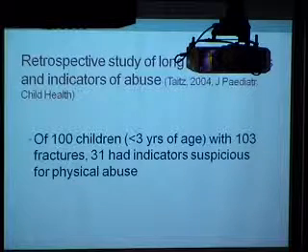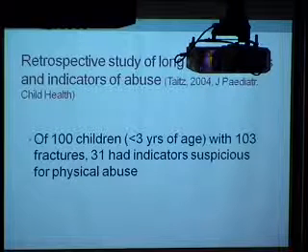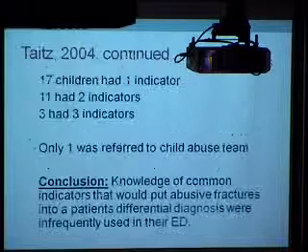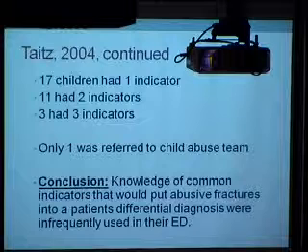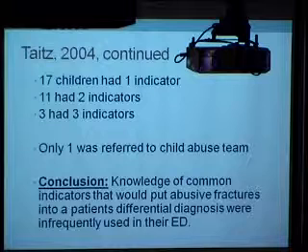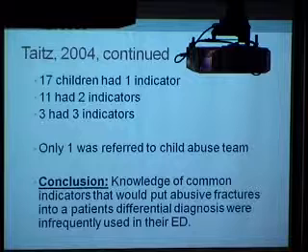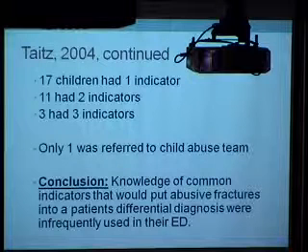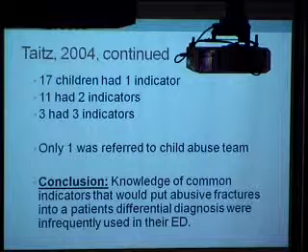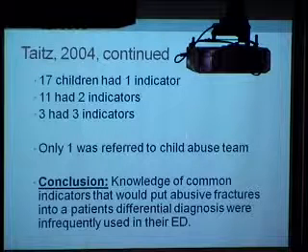They had 100 children that presented with 103 fractures. 31 of them had indicators that were suspicious for physical abuse. And here they are. These are the 31 children. 17 had 1 indicator, 11 had 2, and 3 had 3 indicators. Of these 31 children, only 1 was referred to their child abuse team. That 1 child was 18 months old. She had a fracture in her fibula with no mechanism of injury and delayed medical care. She was the only one that was referred.